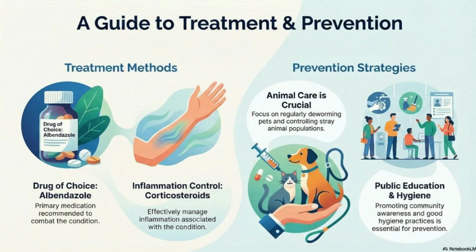Treatment includes albendazole as the drug of choice, and corticosteroids to control inflammation. Prevention focuses on deworming pets, controlling stray animals, public education and hygiene.